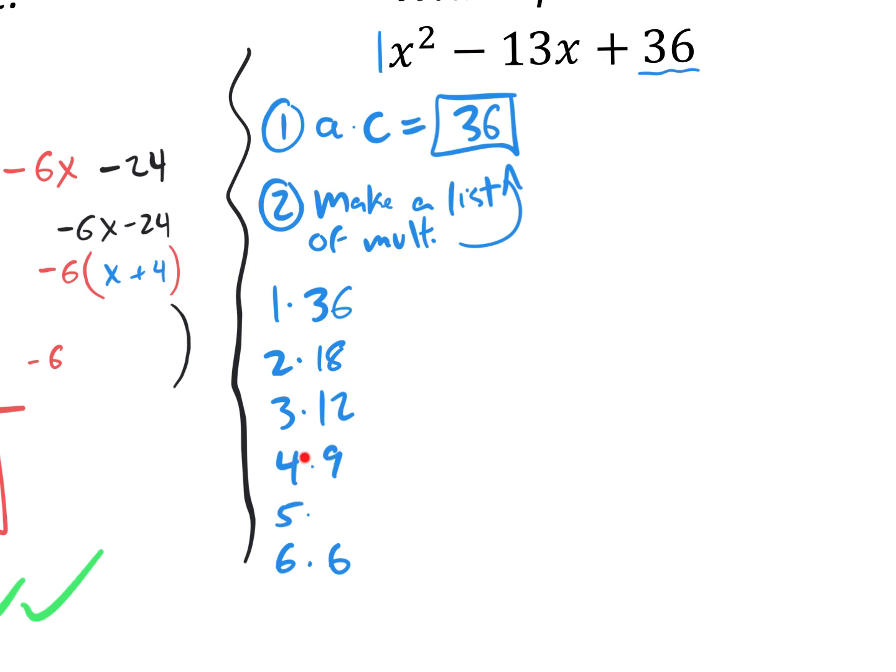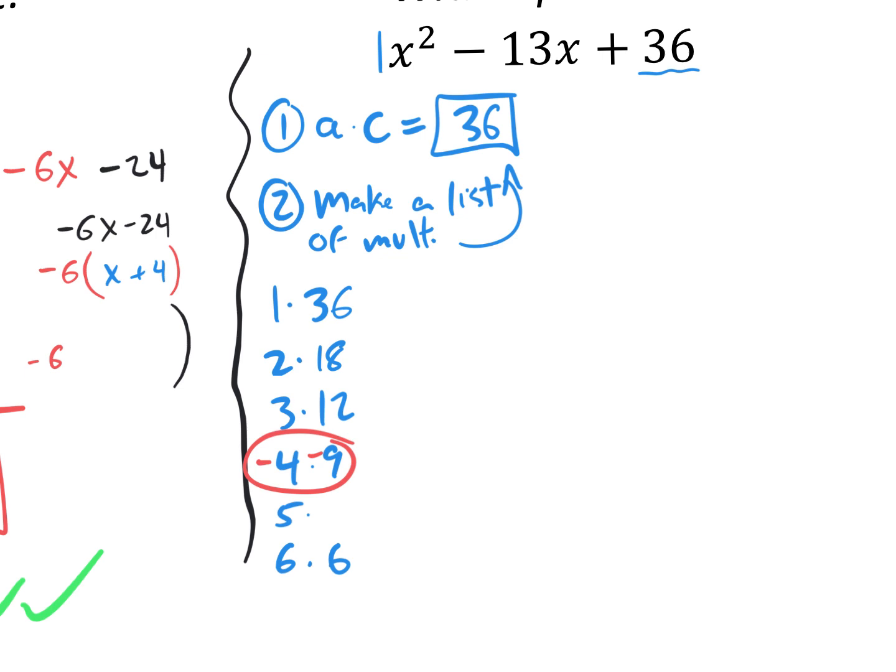And when I add 4 and 9, that gives me a positive 13. But in reality, I want a -13. So I have the right numbers, just the wrong signs. So instead of 4 and 9, we need to change those signs to a -4 and a -9. -4 and -9. That's a correct combo.